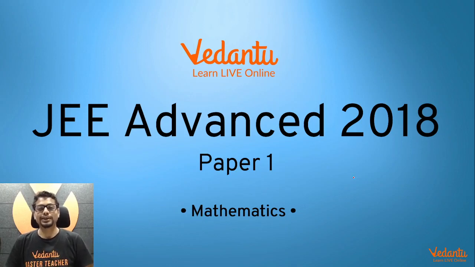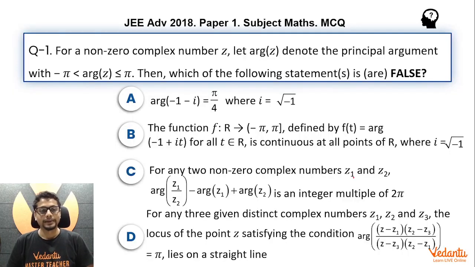We are discussing JEE Advanced 2018, Paper-1, Mathematics, and the question for this video is this. For a non-zero complex number z, let argument of z denote the principal argument, with argument of z being between minus pi open to pi closed. Then which of the following statement or statements is or are false?